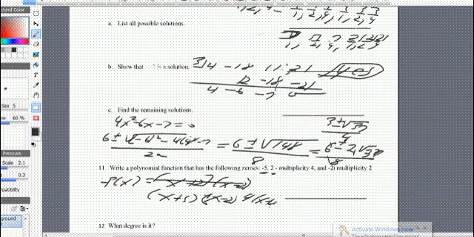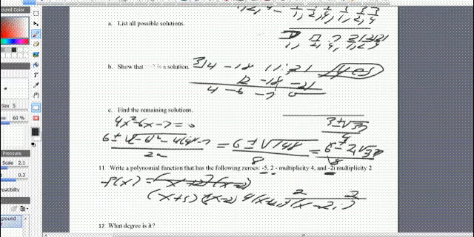x plus 2i, x minus 2i, because he's got a cousin. Every imaginary has a cousin, and both of those multiplicities are 2. So 2 plus 2 plus 4 is 9, because his is 1, his is 4, his is 2, his is 2. So your degree should be 9.